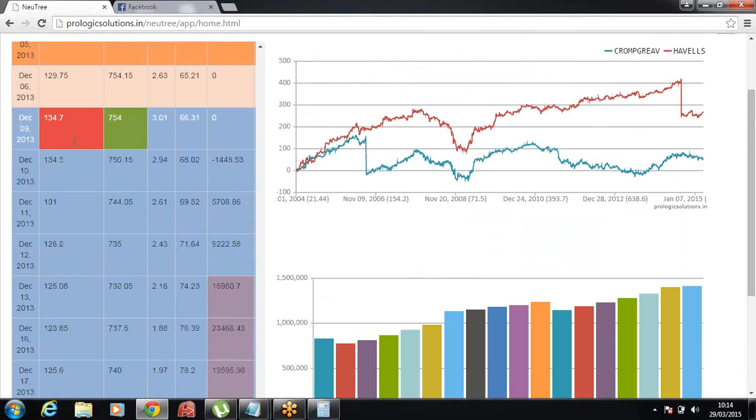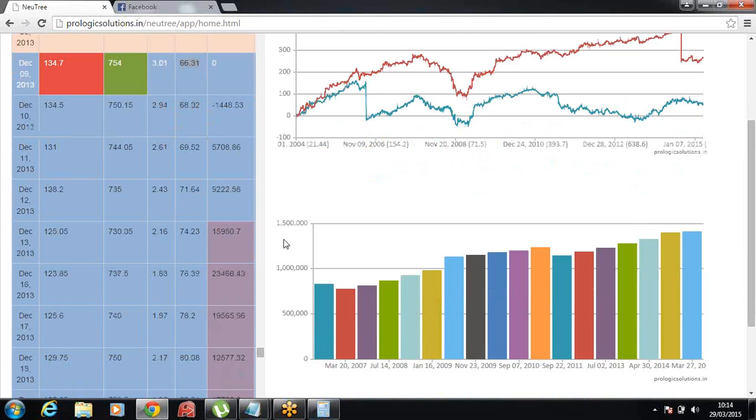Likewise, you can just see even this trade. This was on December 9th, 2013. We went short on Crompton. We bought Havells. 66% is the correlation. We were looking at 70%.